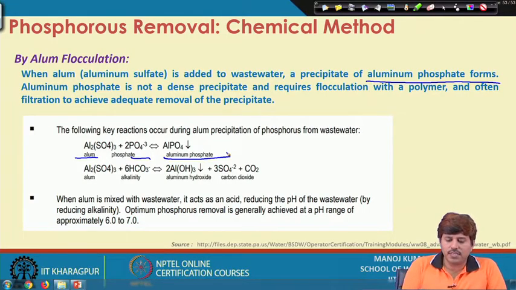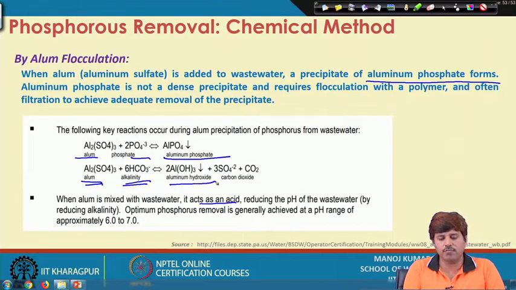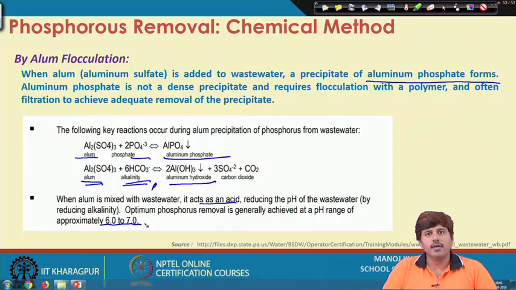So, when alum is added, it acts as an acid. This reduces the pH of the wastewater by reducing the alkalinity, because alkalinity will also be reduced. Alum will react with the alkalinity and form aluminium hydroxide, which also will precipitate. So, that way excess alum is reduced, but it reduces the alkalinity as well. So, optimum phosphorus removal is generally achieved at a pH range of approximately 6 to 7, okay.